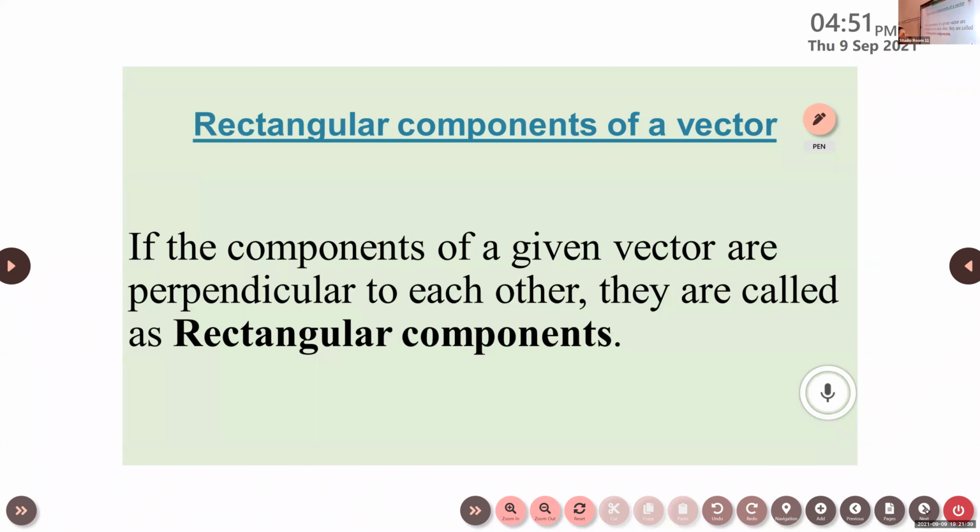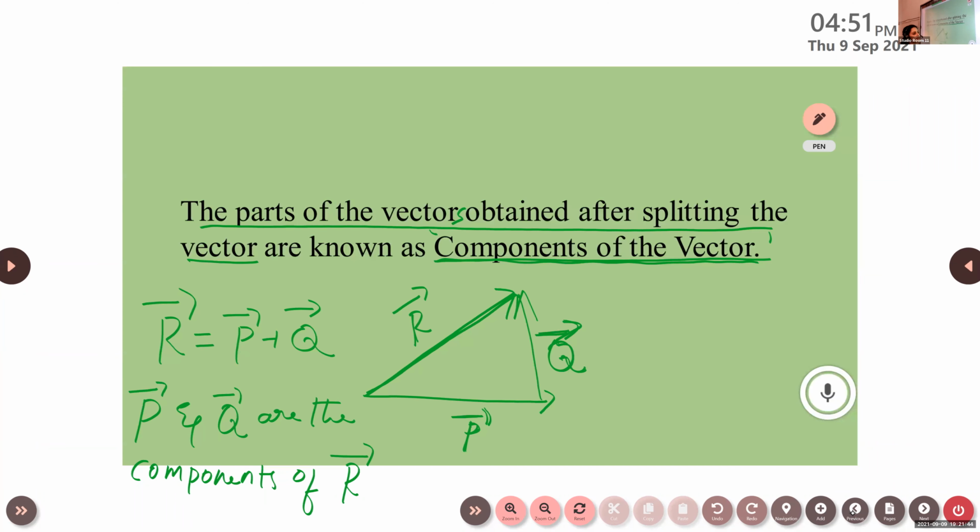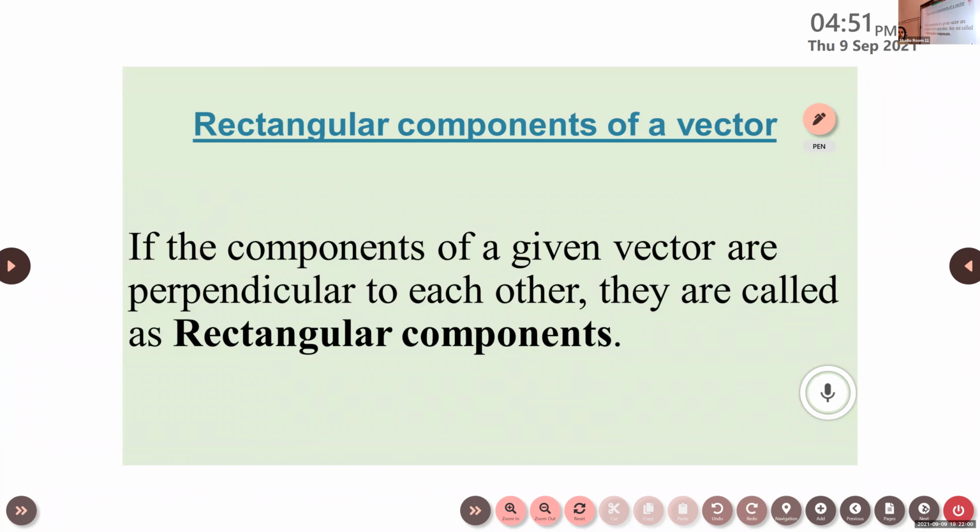Now we can write what we mean by rectangular components of a vector. In the previous slide, we discussed what we mean by component of a vector. If a single vector is split into two parts, those parts are known as components of a vector. Now, what do we mean by rectangular components of a vector? If the components of a given vector are perpendicular to each other, meaning the angle between these component vectors is equal to 90 degrees, they are called rectangular components.